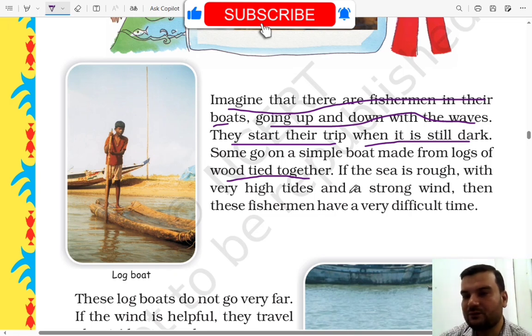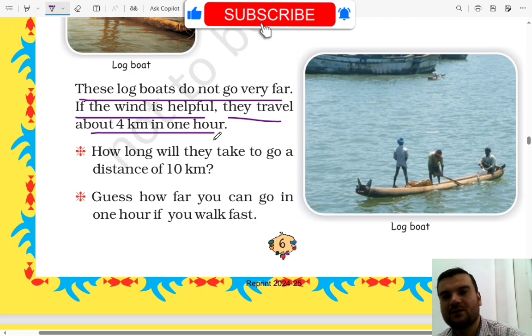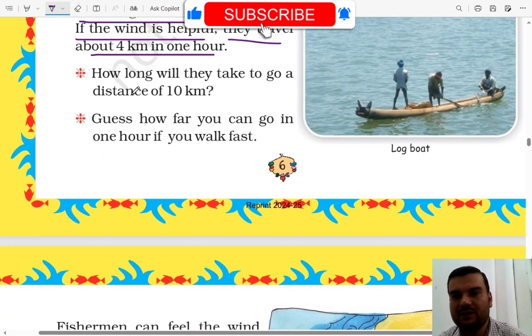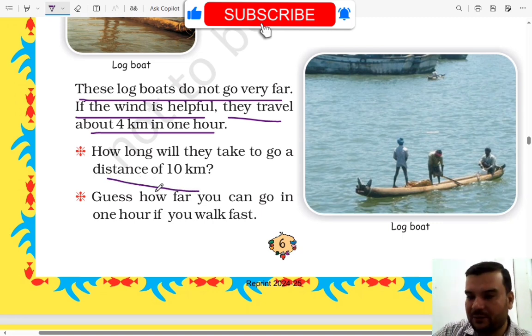If the sea is rough with very high tides and strong wind, then the fishermen have a very difficult time. These log boats do not go very far. If the wind is helpful, they travel about 4 kilometers in an hour. So it's very slow. How long will they take to go a distance of 10 kilometers? If the speed is 4 kilometers per hour, it will take approximately 2.5 hours to travel 10 kilometers.